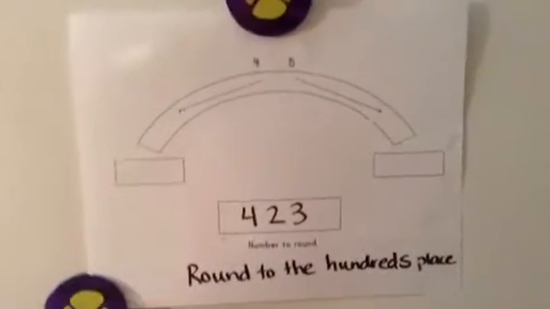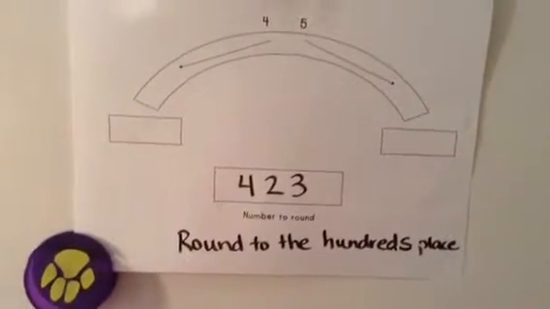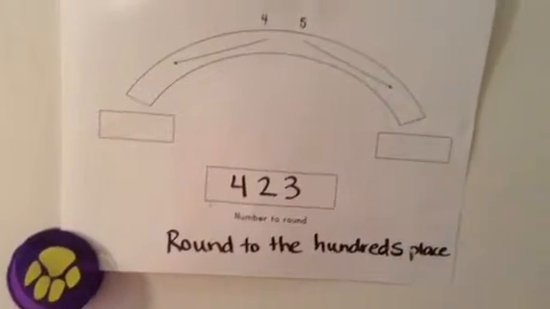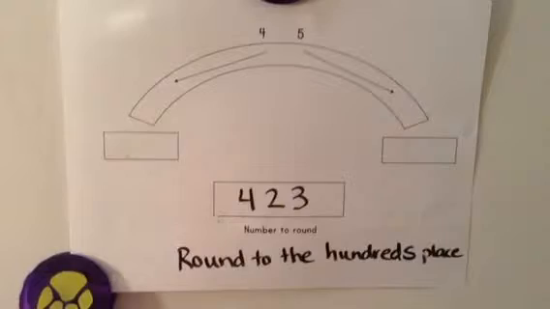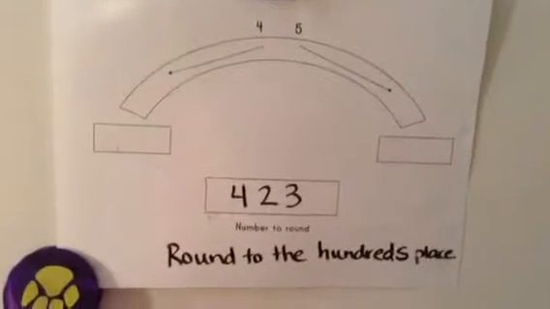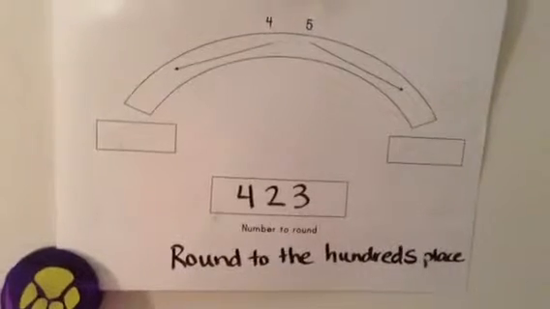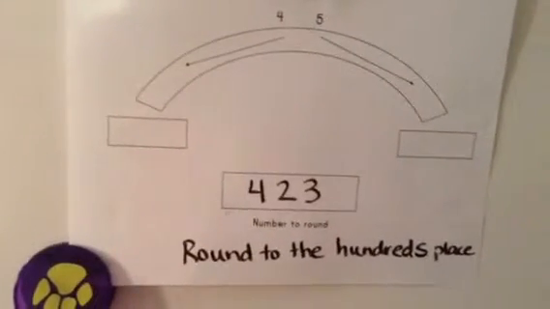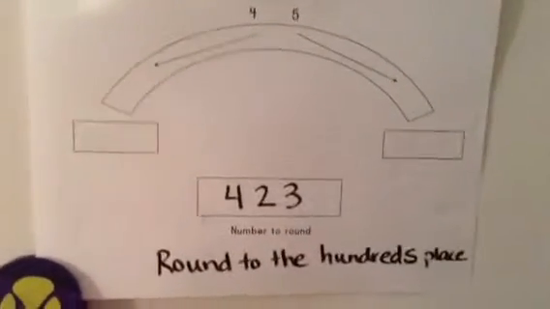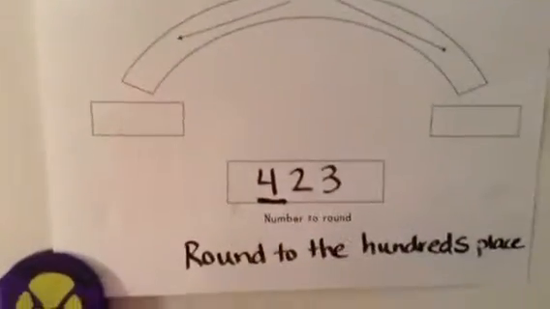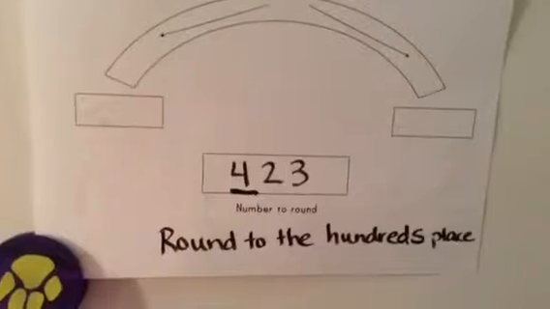So when I'm thinking about rounding numbers, my first job is to pay attention to what place value the question is asking me to round to. This one, for example, is asking me to round to the hundreds place. So the first thing I'm going to do with my number 423 is think about which digit is in the hundreds place. And I'm going to underline it, the 4. The 4 is worth 400.